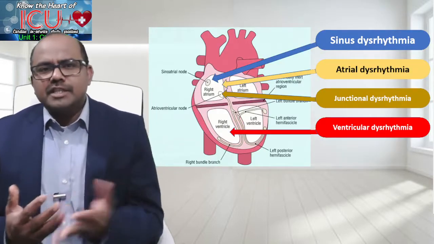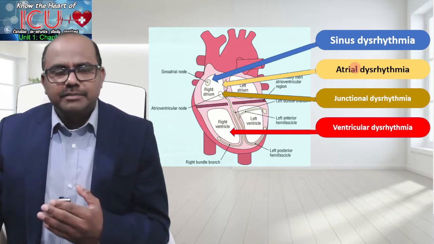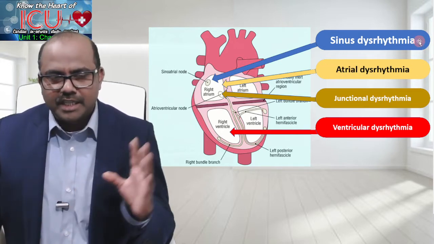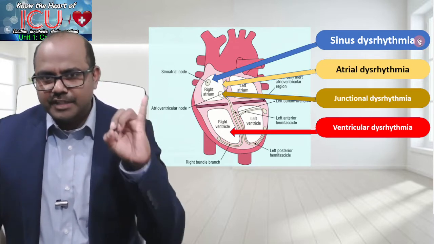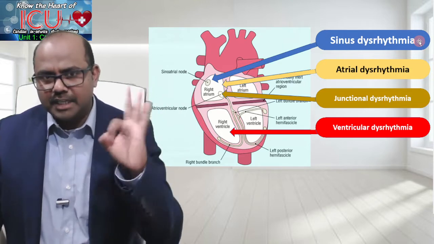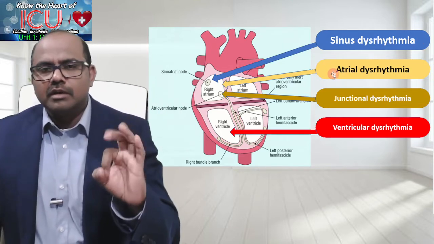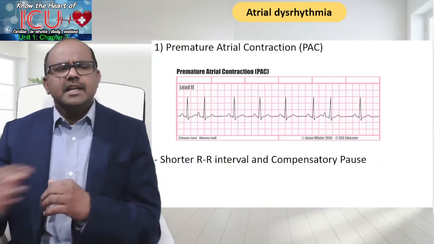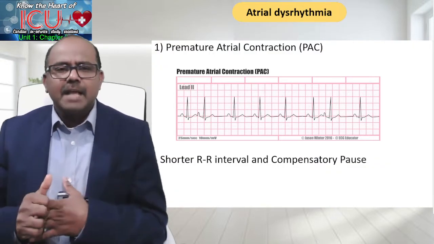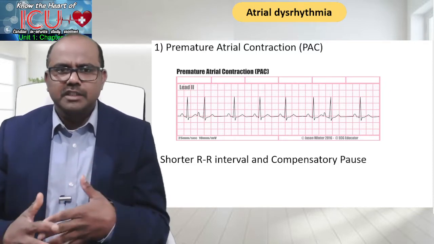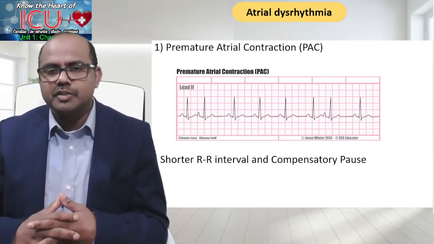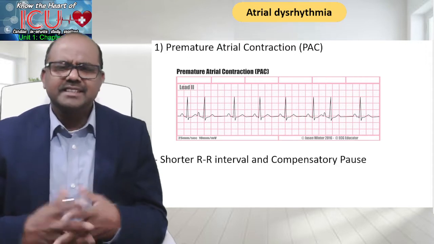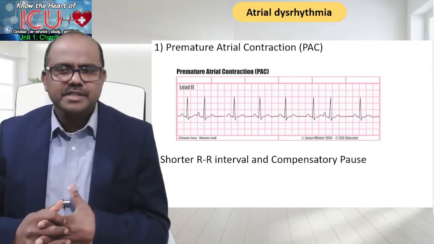Okay, the next area of dysarrhythmia is your atrial dysarrhythmia. So there are three dysarrhythmias from the sinus node: sinus brady, sinus tachy, sinus arrhythmia or tachybrady syndrome. And you have another one, if the impulse originates from the atria, that's atrial dysarrhythmia. Atrial dysarrhythmia can happen in many forms. The first one, the most common one, is your premature atrial contraction. It's a harmless one, doesn't cause much problems.